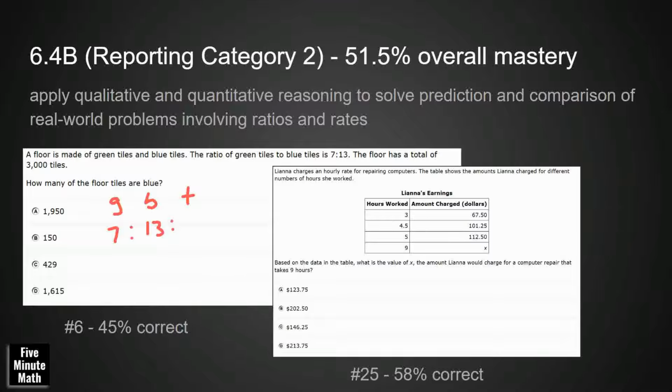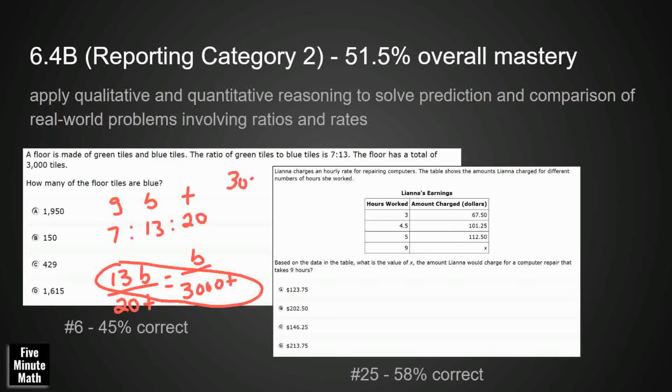If I've got 7 of one, 13 of the other, that means I've got, out of a total of 20, 7 are green, 13 are blue. I'm going to need that because look at this floor, it has a total of 3,000. So if I'm going to set up my proportion, I need to know that there are 13 blue over 20 total, and that's going to equal my unknown number of blue with my 3,000 total. And I can do cross multiplication. I can do some basic simplification if I want to. Let's go ahead and just cross multiply. You can also try to figure out 20 times what gets you 3,000.